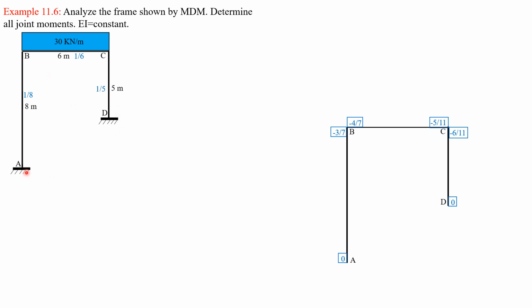The distribution factor for a fixed end is 0, A and D. The distribution factor for BA is 1 over 8 divided by 1 over 8 plus 1 over 6, and let's make it negative. So that's why we have negative 3 over 7 here. Therefore, for BC, the distribution factor is negative 4 over 7. Remember that the sum of the distribution factors should be equal to 1. Likewise, for CB, it is 1/6 divided by quantity 1/6 plus 1/5, so that's why it is negative 5 over 11 here. So for CD, it is negative 6 over 11.